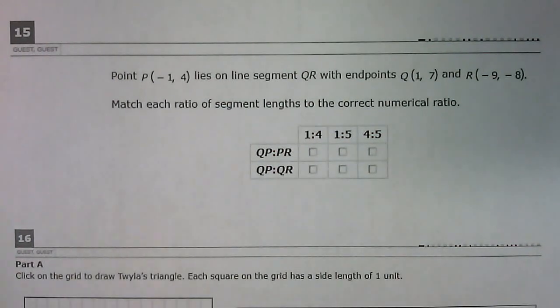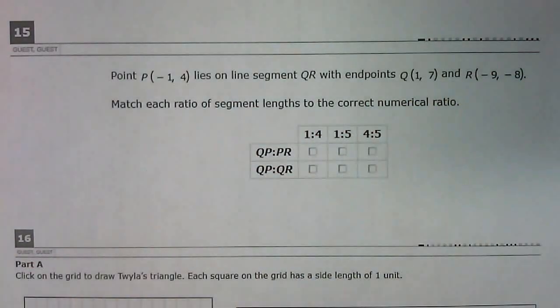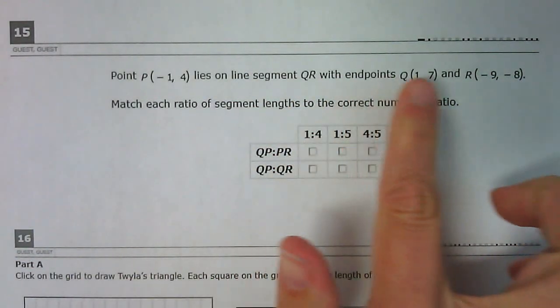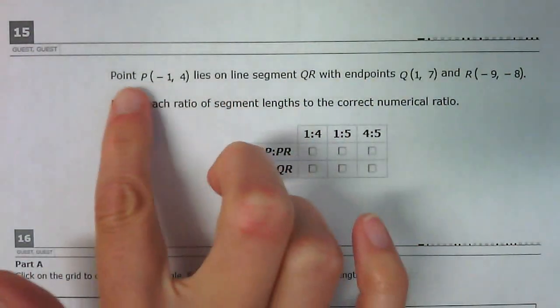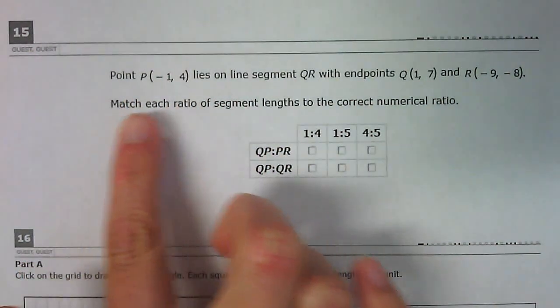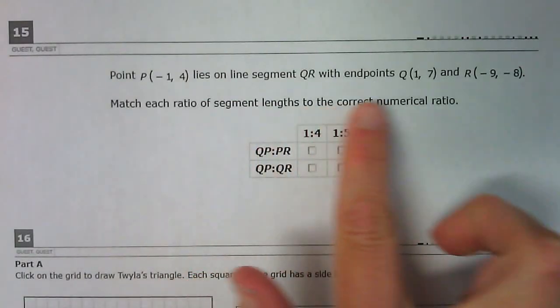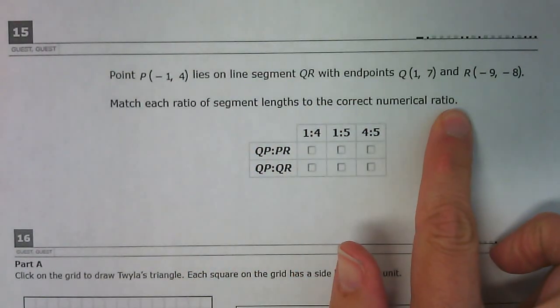Okay, for this question, we have points P, Q, and R that are on a line segment. It's saying QR are the endpoints and P lies on the line segment. Match each ratio of segment lengths to the correct numerical ratio.